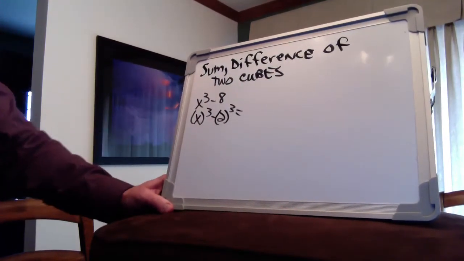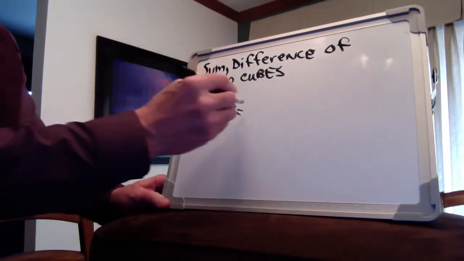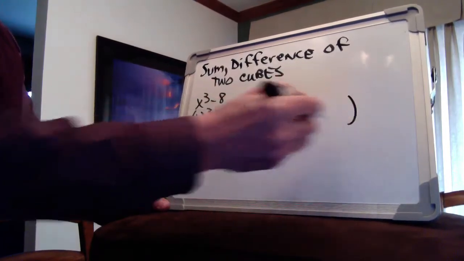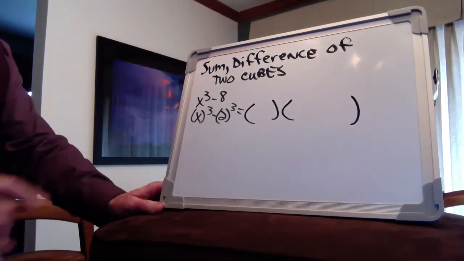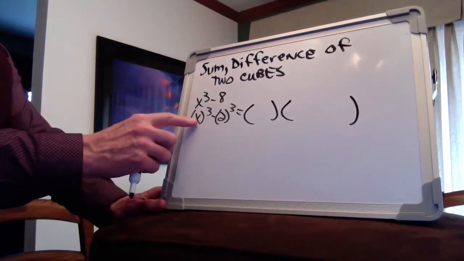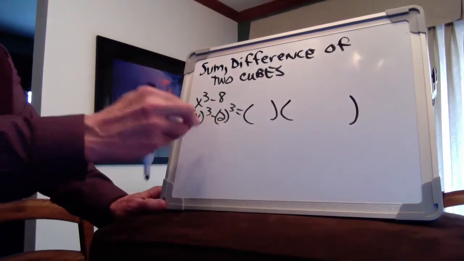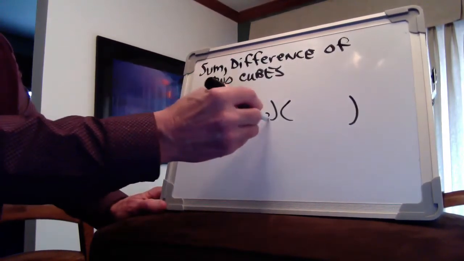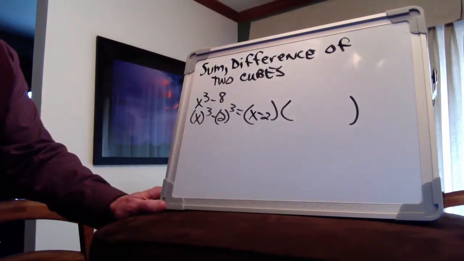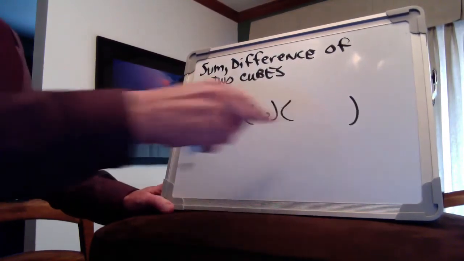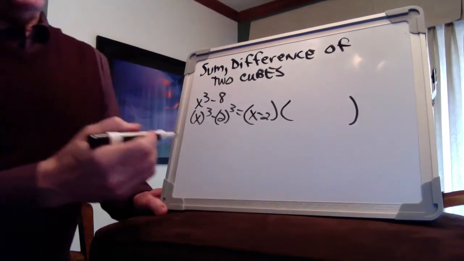And then the pattern is this. You're going to break this down into a binomial, then times a trinomial. Your binomial is going to be these two terms with this sign, x minus 2. To get your trinomial, watch what you're going to do.